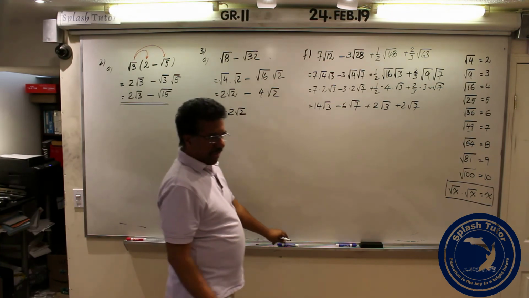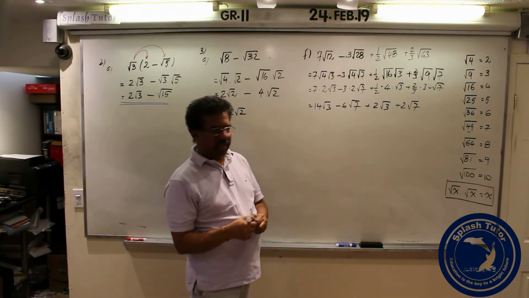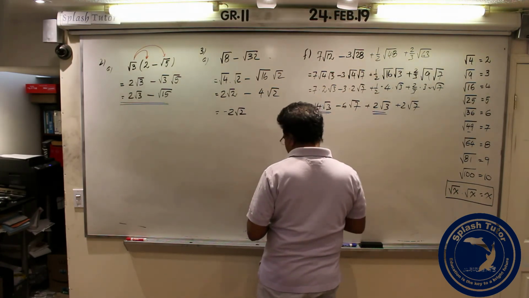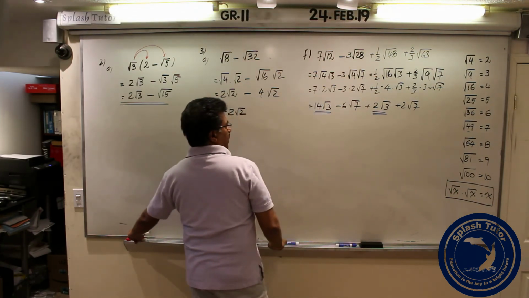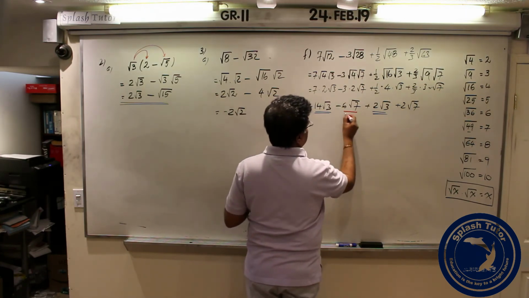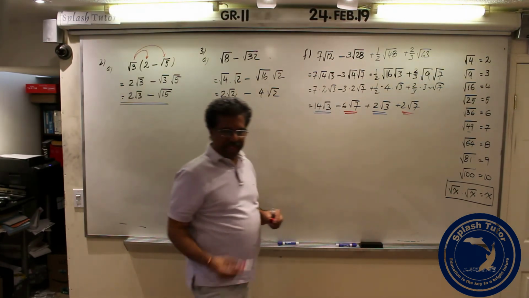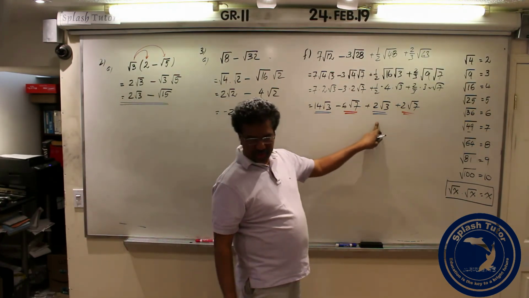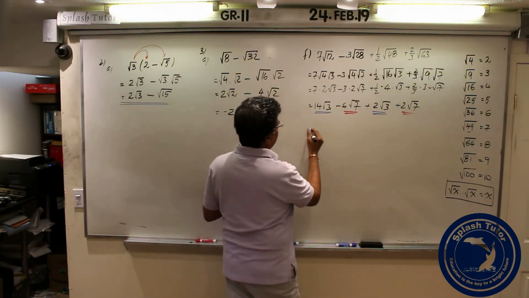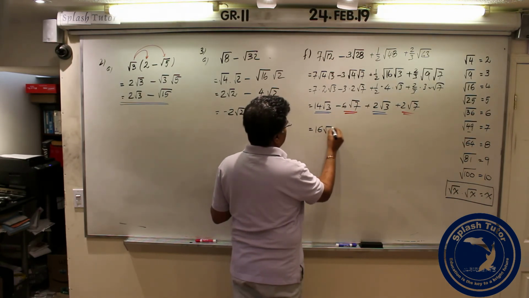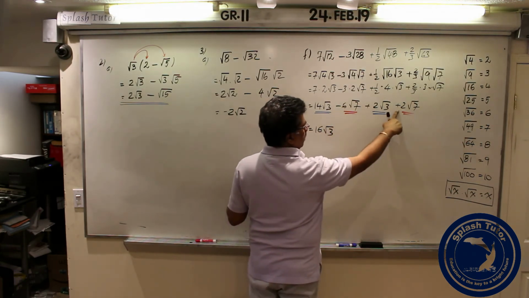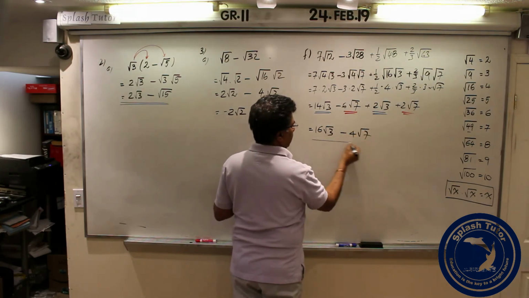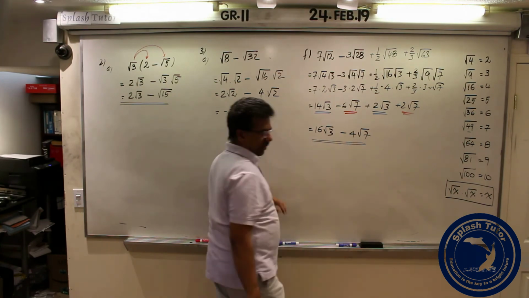Right? Now what I'm going to do? I'm going to collect like items. This is the same item, I can collect. And this is the same item. These two are the same items, so you can do collection, right? That is 14 plus 2 is 16, that is 16 root 3. Now minus 2 plus minus 6 plus 2 is minus 4 root 7. That is the answer for that.